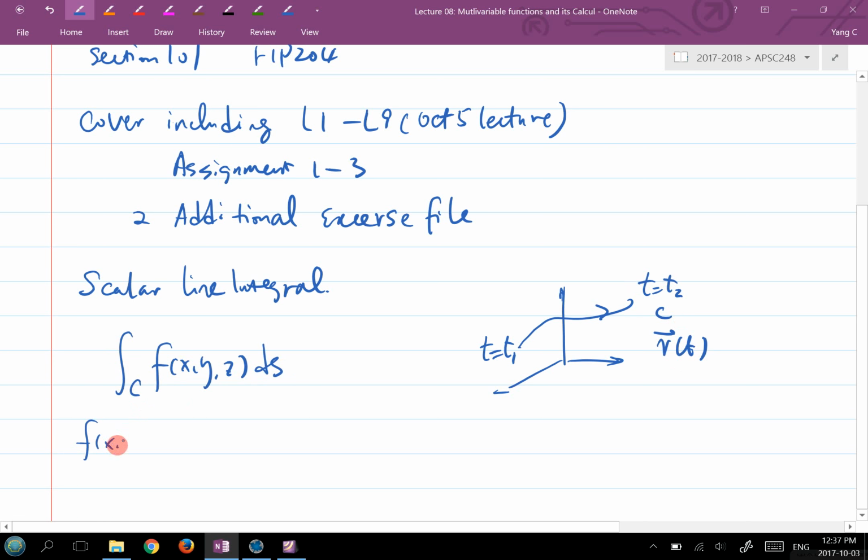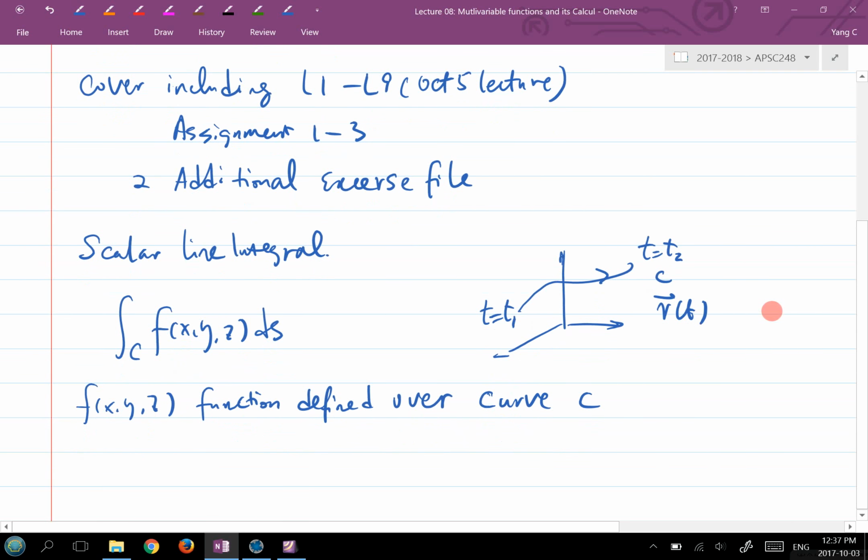This function f of x, y, z is defined over the curve C. All it essentially means is that if you pick a point on the curve C which has coordinates x of t, y of t, and z of t, then you plug that point into the function, and it returns something to you. That's essentially what defined means.